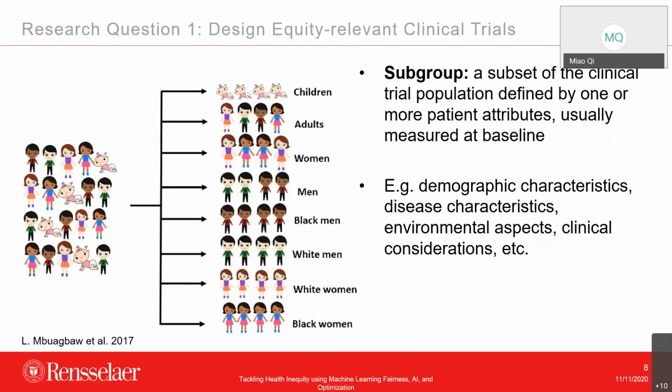And the characteristics to define these subgroups can be demographic characteristics like race and gender, disease characteristics like whether they have diabetes or hypertension, environmental aspects like some risk factors, and also clinical considerations like whether they take some specific hypertensive medicine.